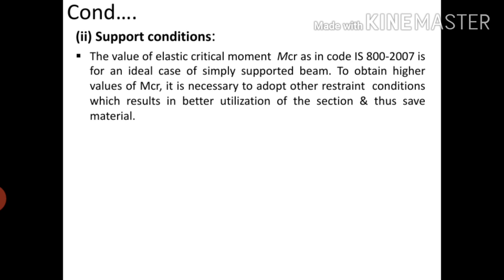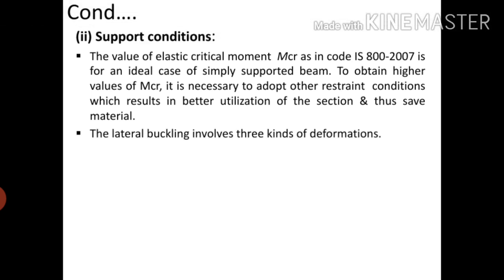Next is the support condition. How the support affects the lateral stability of the beam. The value of elastic critical moment MCR as in code IS 800/2007 is for an ideal case of simply supported beam. To obtain higher values of MCR, it is necessary to adopt other restraint conditions, which results in better utilization of the section and thus saves the material.